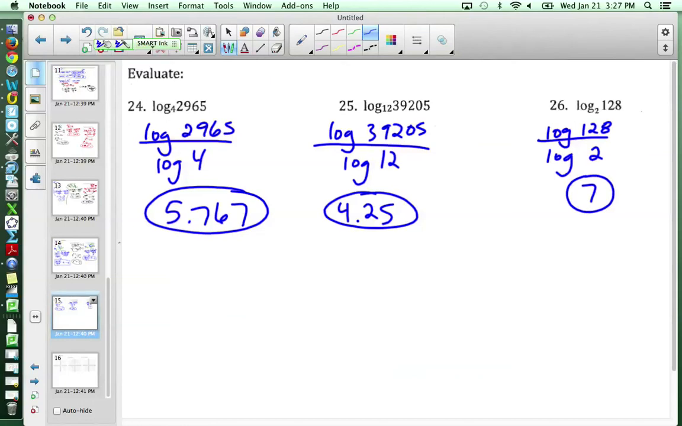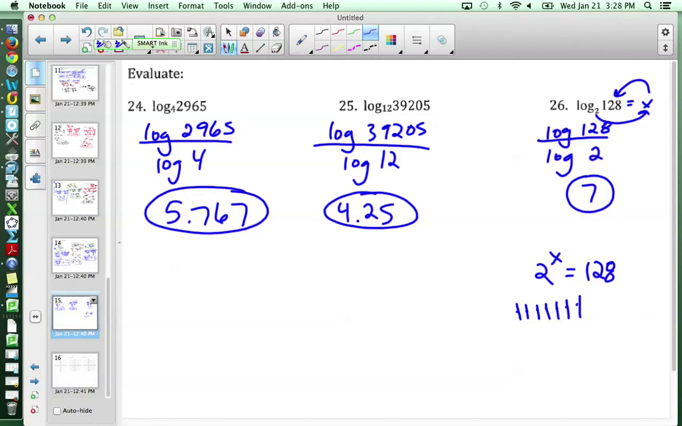Another way to think about problem number 26, and these kind of questions are going to be on the no calculator portion, is think 2 to what power is going to give us 128. That's what this is asking. The log base 2 of 128 equals x. 2 to what power equals that 128? Well, we have 2, 4, 8, 16, 32, 64, 128. 1, 2, 3, 4, 5, 6, 7 2's all multiplied together.